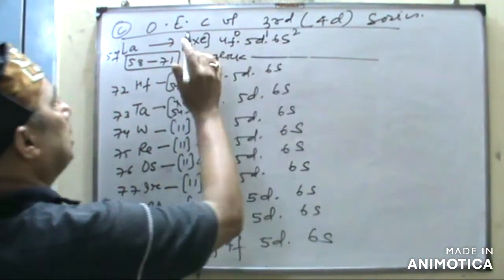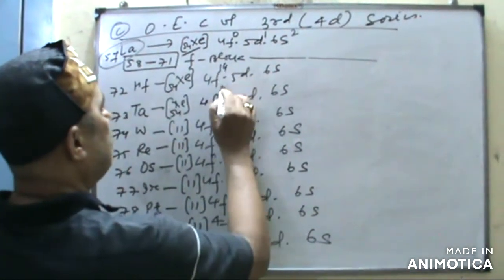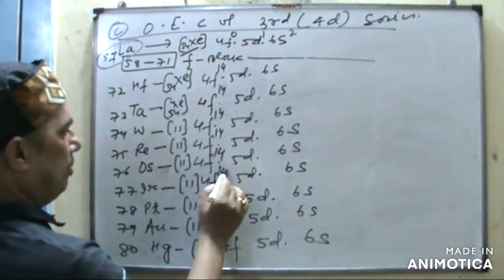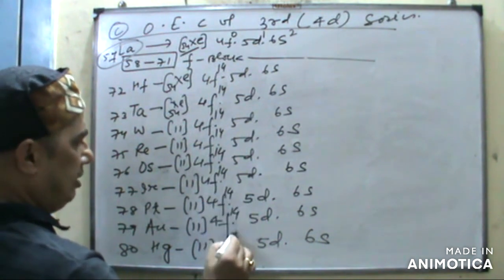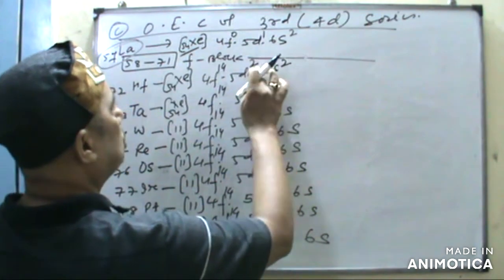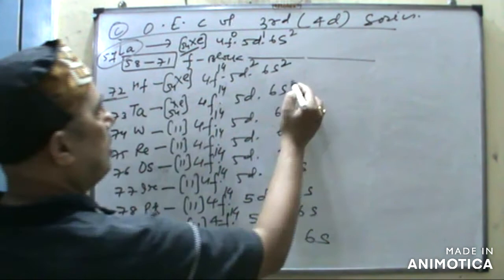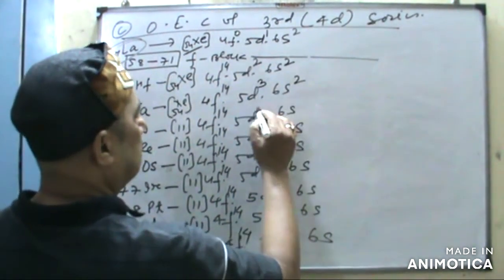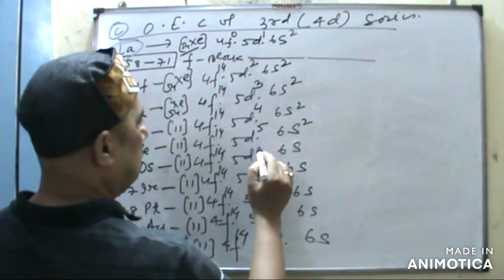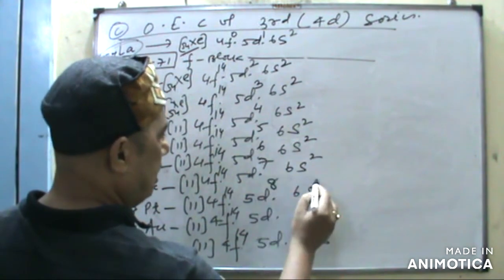2 plus 1 is 3, plus 54. This is 57. Then 4f 14, 14, 14, because the f orbitals are completely filled. Here this is 2 and 2. 2 plus 2 is 4, 4 plus 14 is 18, 18 plus 54 is 72. Then 2 and 3, this is 4, 5, and now this is 6, 7, 8.